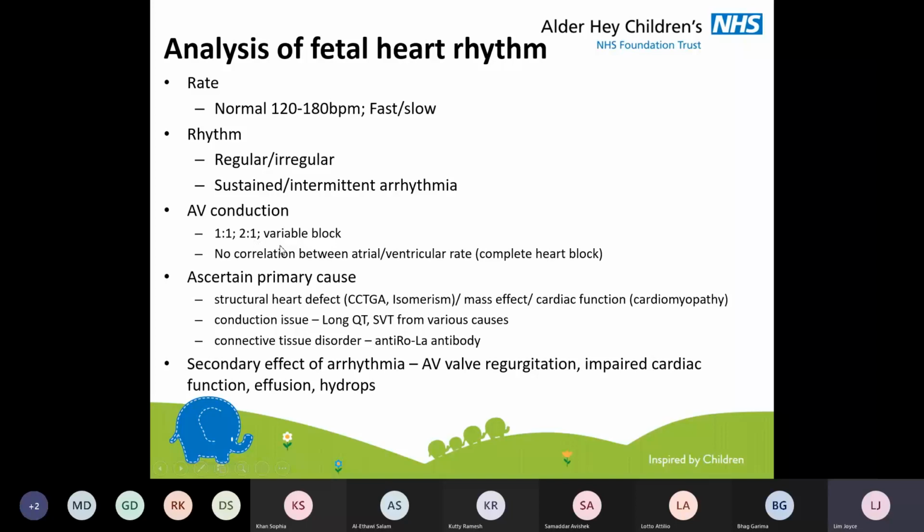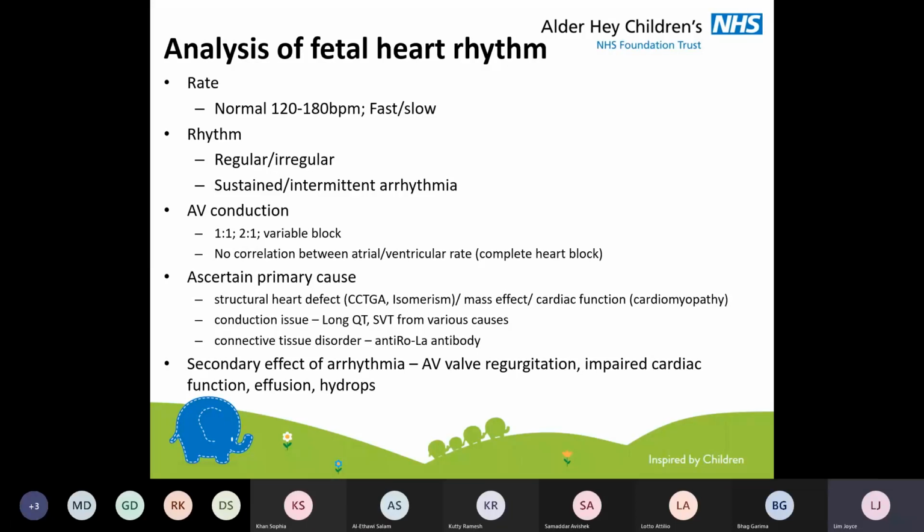And if it is regular or irregular, is there block? Is there 1-to-1 conduction if it's very fast? Or is it 2-to-1 conduction? Is it 3-to-1 conduction? Or is there no correlation at all between the atrioventricular rates? So we're sort of trying to do an ECG on the fetus, but not really, because it is impossible to do a fetal ECG in most cases. In some centers where they have the facilities, it has been done, but it is very, very time consuming.